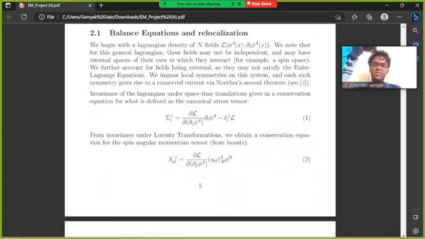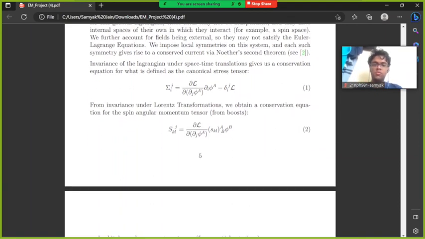So we begin with a Lagrangian density of n fields. The Lagrangian depends on the fields and their derivatives. And we also account for the fact that the fields may have some internal structure, microstructure. That is, they can sort of mix or interact in their own internal space. So we will now impose local symmetries on the system, as mentioned, and we'll obtain conserved currents.